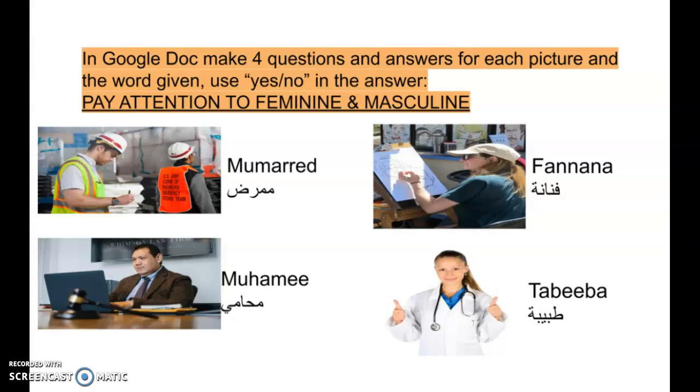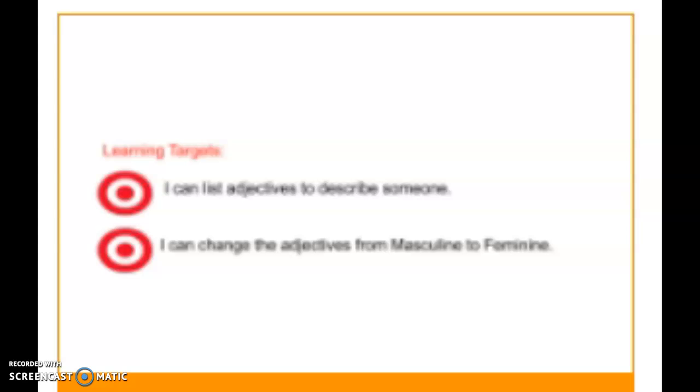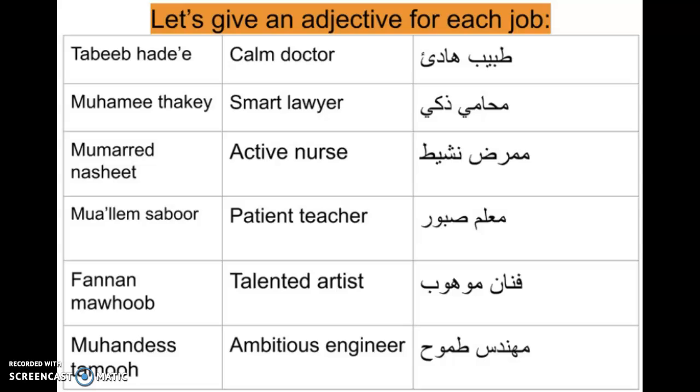Okay, so now we're going to learn how to list adjectives describing different jobs. So the learning target will be: I can list adjectives to describe someone, and I can change the adjectives from masculine to feminine. All right, boys and girls, هيا بنا نبدأ. Let's start. Learning a list of six adjectives, both in their masculine and feminine forms.